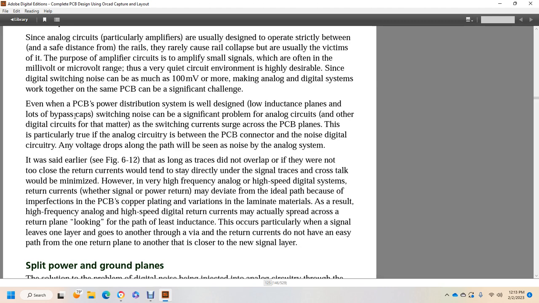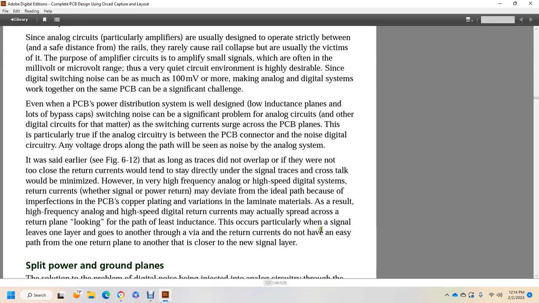However, in high frequency analog and high speed digital systems, the return currents, where the signal or power return may deviate from the ideal, are bad because of imperfections in the PCB, such as copper plating variation and laminate materials. As a result, high frequency analog and high speed digital return currents may actually spread across a return plane, looking for the path of least inductance. This occurs particularly when a signal leaves one layer and goes into another.